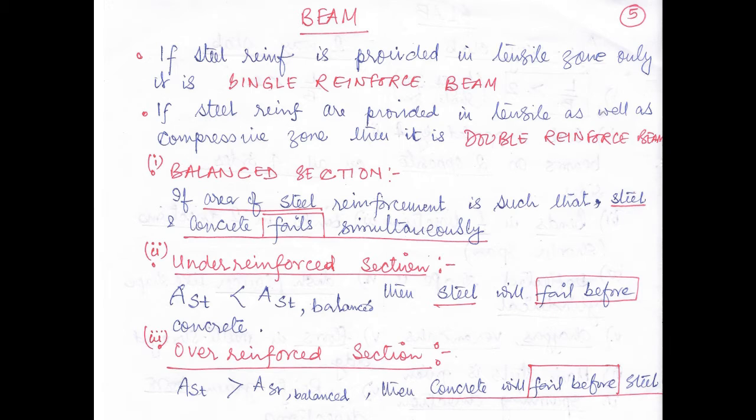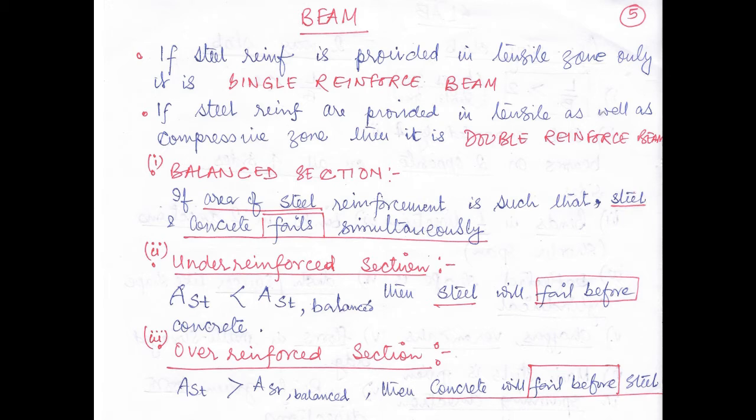In case of a balanced section, the area of the steel reinforcement is such that the steel and the concrete fail simultaneously. So please remember the definition of a balanced section of a beam: if the area of steel reinforcement is such that the steel and the concrete both fail simultaneously, it is a balanced section.